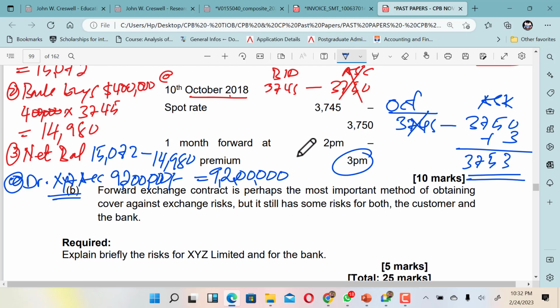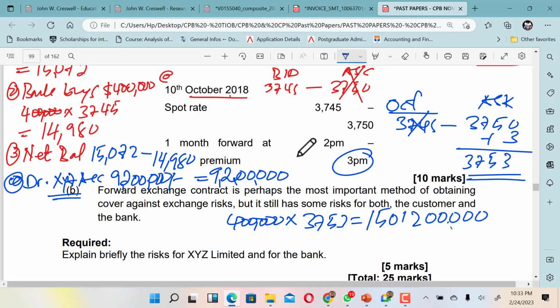Now, if XYZ Limited performs fully in November, how much will XYZ pay? It's easy. All you have to do is to take 400,000 multiplied by 37.53. Okay. By doing so, you're going to end up with 15,012, so in threes. This is the amount that XYZ is going to pay on maturity. And that way, we've closed out the forward contract, and extend or open a new contract.